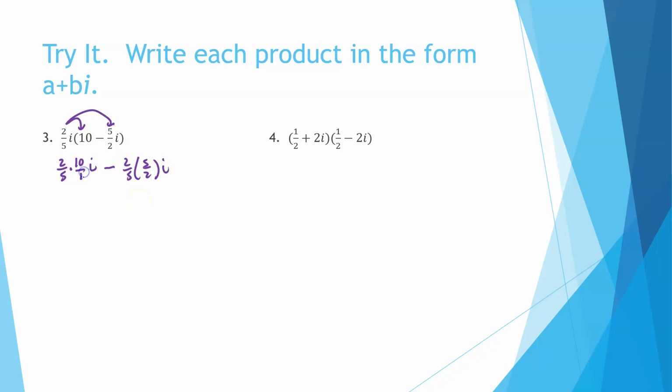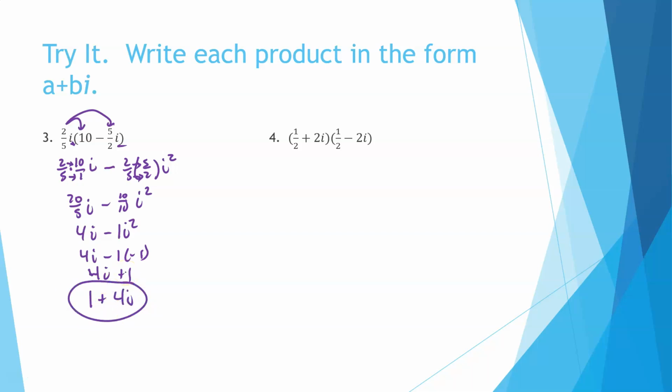Now I want to make sure we understand how to multiply fractions. 10 is the same as 10 over 1. Fractions can go top times top, so I'd get 20 over 5 i minus 10 over 10 i, so I get 4i minus 1. Oh, this was supposed to be an i squared because I had the i times the i, my mistake. Bring that down, minus 1 i squared. Don't forget that i squared is negative 1, so 4i minus 1 times negative 1. Negative times a negative is positive 1, and then we move that real part to the front. So my final answer here would be 1 plus 4i.